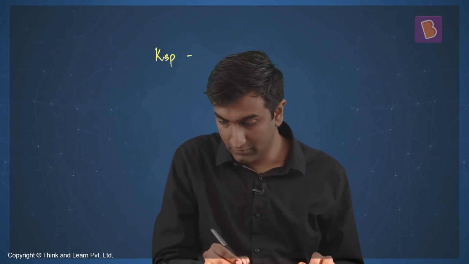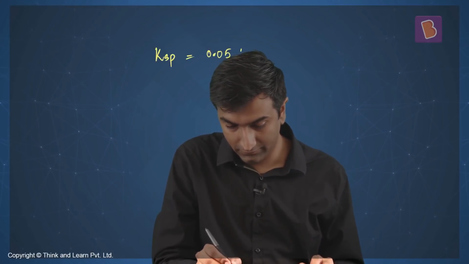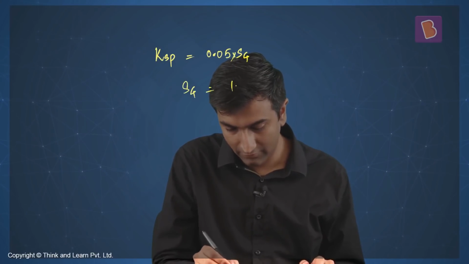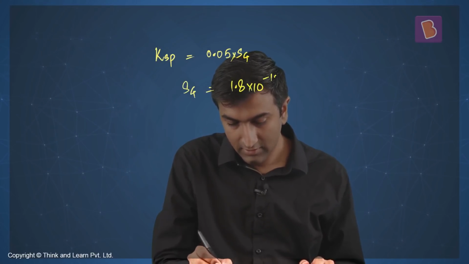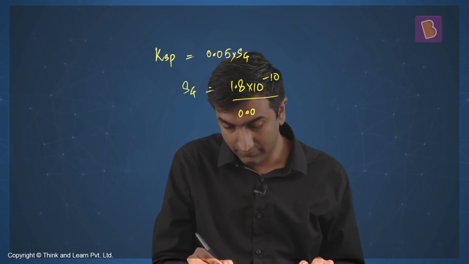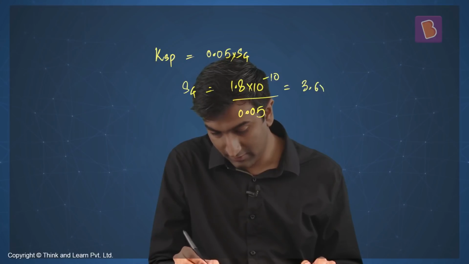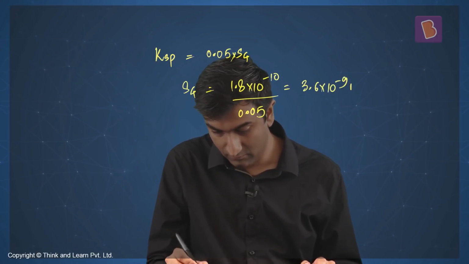So KSP is going to be equal to 0.05 times S4. Simple calculation. S4 would be the same value, 1.8 into 10 power minus 10, divided by 0.05, and that value is even lower, right? It's 3.6 into 10 power minus 9 molar.